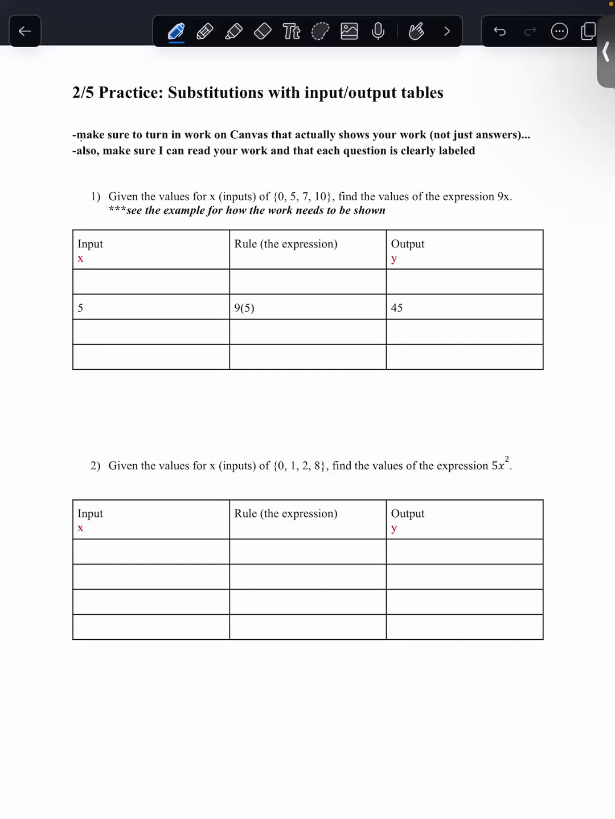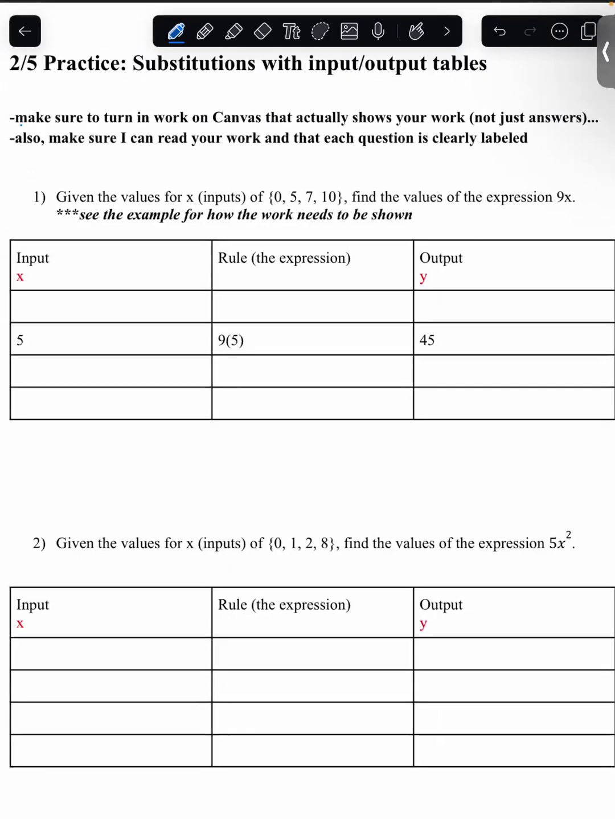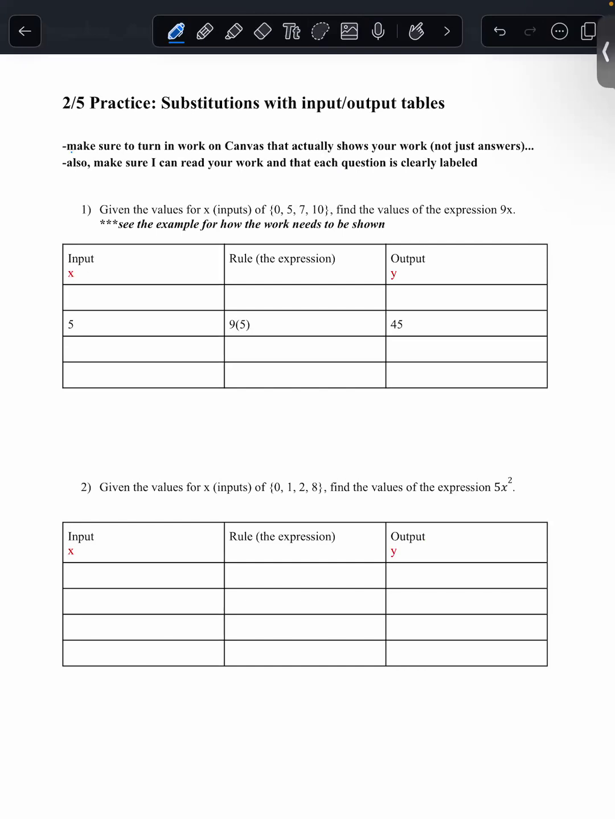Okay, so we have inputs listed here in the brackets. That means possible values for the x. Then we're going to list the expression. Then we're going to get the output, which will be the y. You don't have to worry about that much right now. But the idea is I'm going to take the list of the x's right here, 0, 5, 7, and 10. Then for each one of them, I'm going to fill them in.